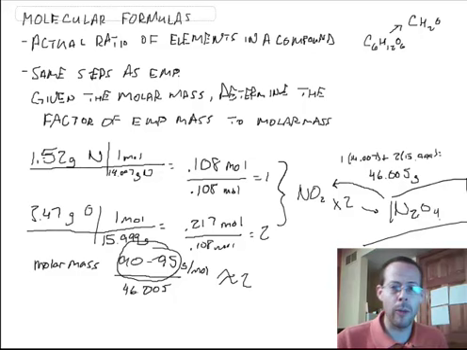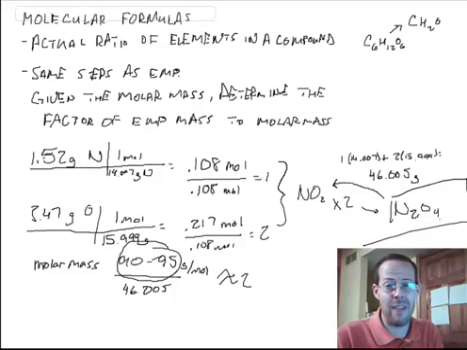So anyways, really similar to empirical formula, just a step at the end. I will have to give you the molar mass. You just need to find out how much bigger is the molar mass than the empirical formula's molar mass. And then whatever that factor is, multiply all of your subscripts by that factor.